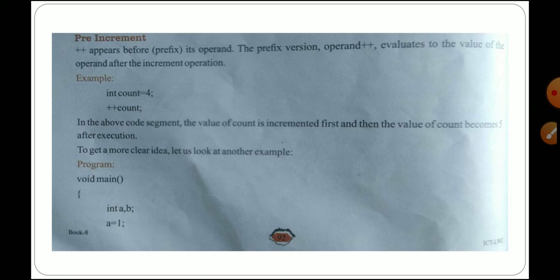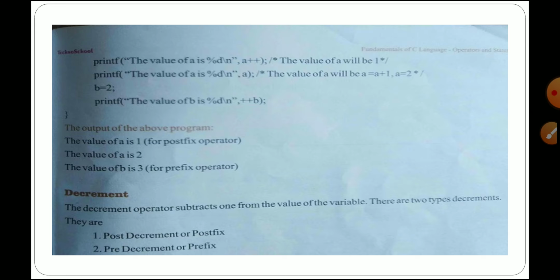Okay, so in the above code segment, the value of count is incremented first, and then the value of count becomes 5 after execution. So what happens with plus plus count? The plus plus is applied before, and only after that is count used. One value will be incremented, and after that the program executes, adds, and displays the result. So 1 plus 4 is 5, and the execution result will be 5. That example program is already given, as I told you.